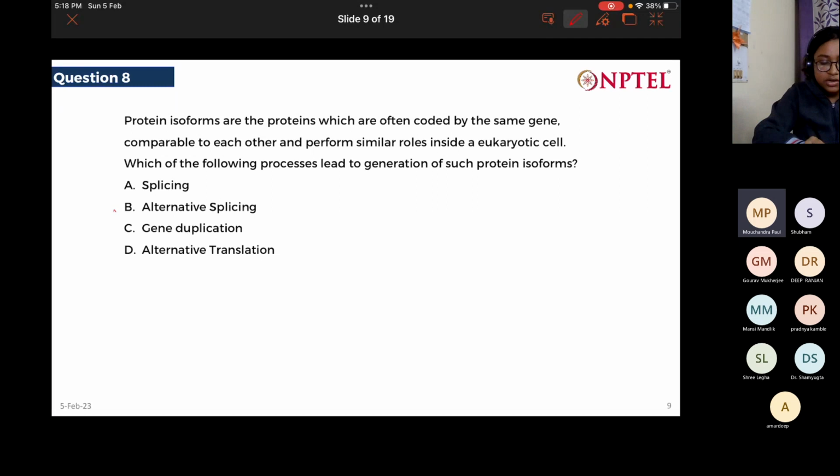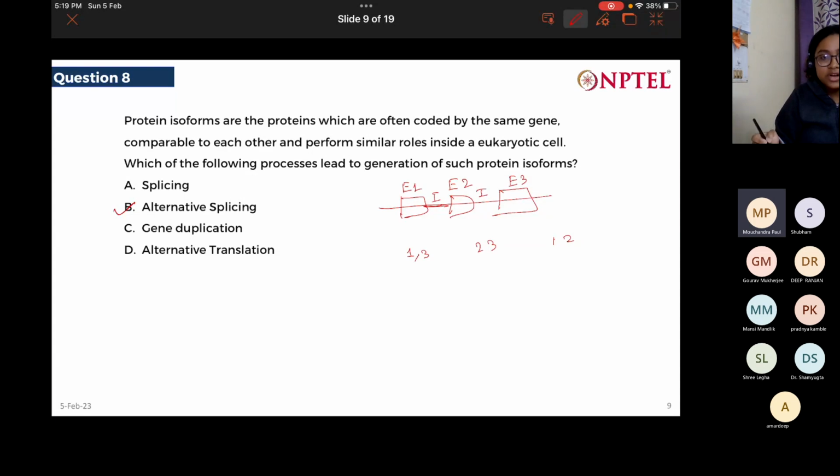So what happens in alternative splicing? Say these are the introns and these are the exons. This is a premature mRNA. Okay, so this is exon 1, 2, 3. So while splicing, what can happen? 1 and 3 are joined together in the mature mRNA, or 2 and 3 can join together. Okay, or 1 and 2 can join together. So we get 3 different kinds of mature mRNA.